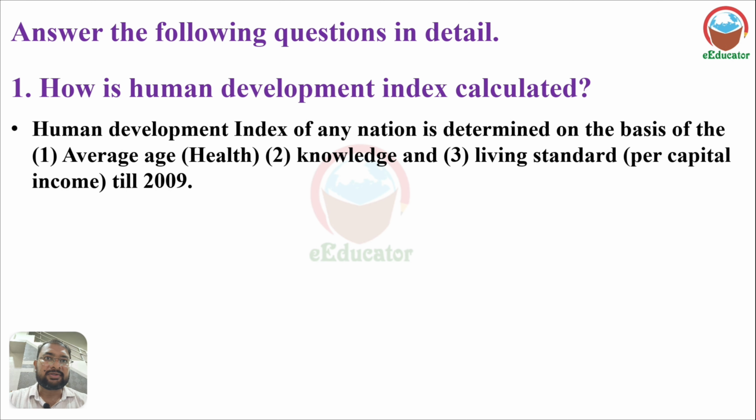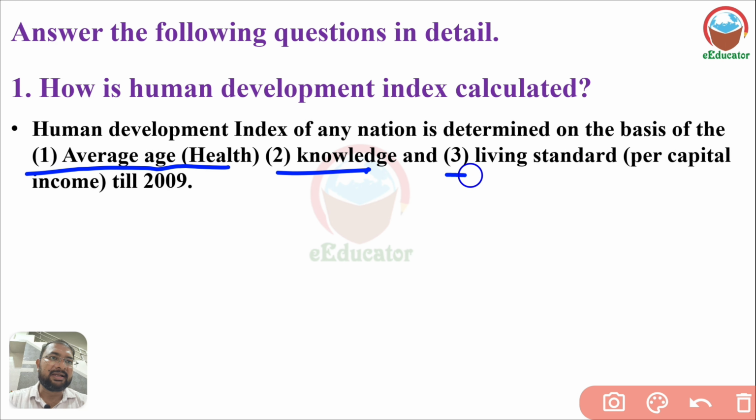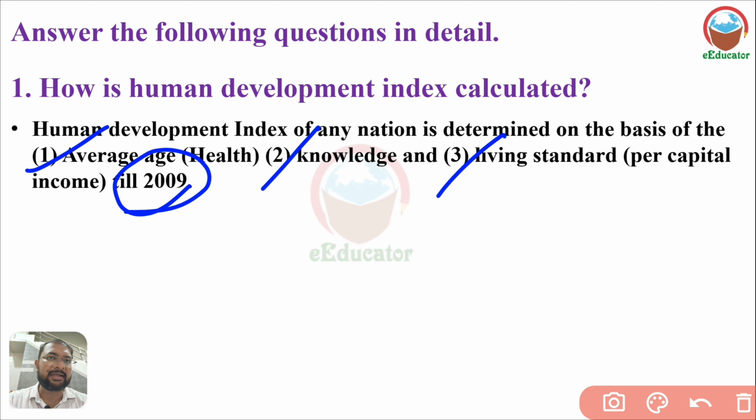Let us see here. The human development index of any nation is determined on the basis of certain criteria. Till 2009 there were three criteria: first, average age, that is health; second, knowledge; and third, living standard, that is per capita income. So till 2009 these three criteria were used.